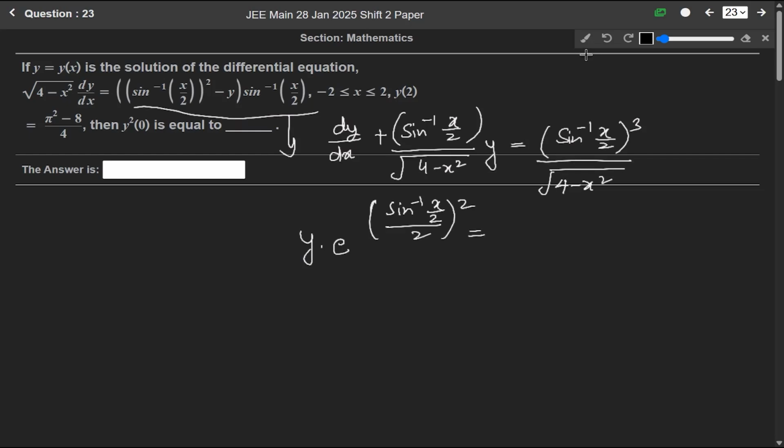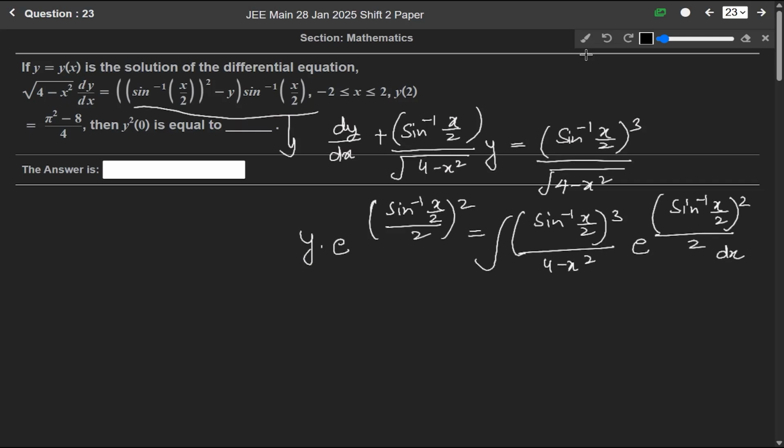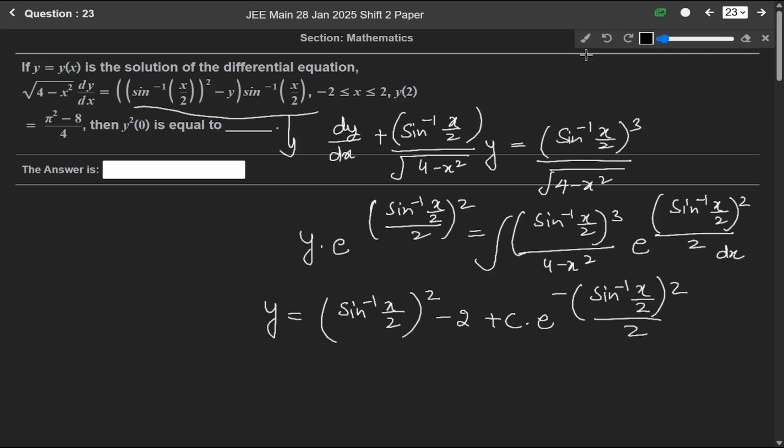It will be equal to the integration of (sin⁻¹(x/2))³/√(4 − x²), again times e to the power (sin⁻¹(x/2))²/2, dx. Okay. So from here, y will be equal to (sin⁻¹(x/2))² − 2 plus c into e to the power minus (sin⁻¹(x/2))²/2.